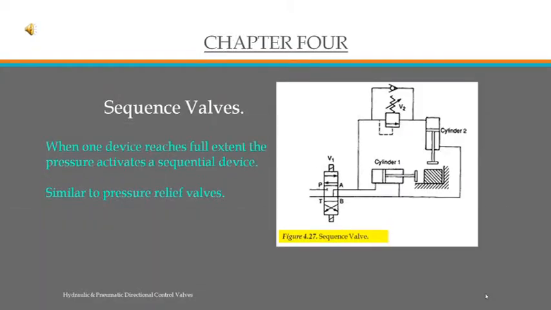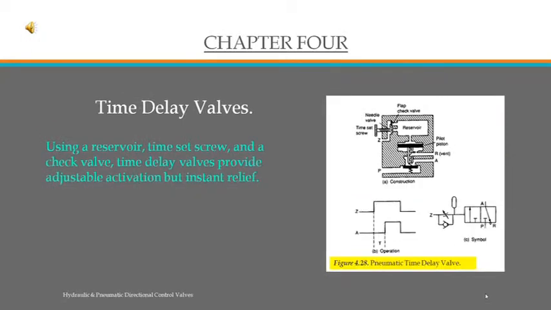Sequence valves. Sequence valves are similar to pressure relief valves. When one cylinder reaches full extent and full pressure, a second or sequential cylinder is activated. Time delay valves. Time delay valves use a reservoir, timing set screw, and a check valve. They also allow for instant relief.